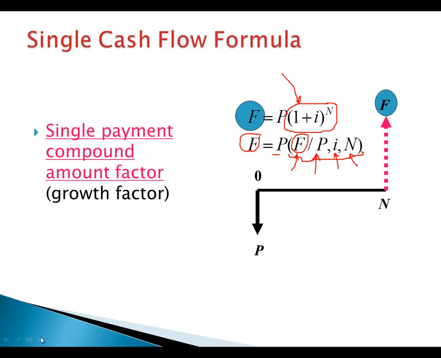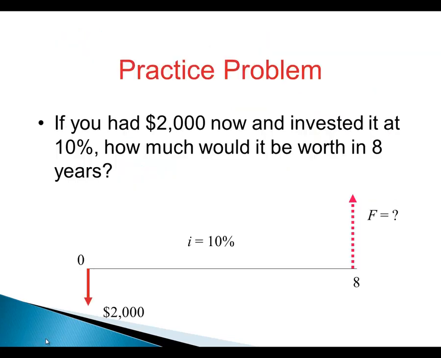Now let's look at some examples. If you had $2,000 now and invested it at 10%, how much would it be worth in 8 years? So we have the interest rate, which is 10%, the number of periods, which is 8, and the current investment or principal for today, which is $2,000.